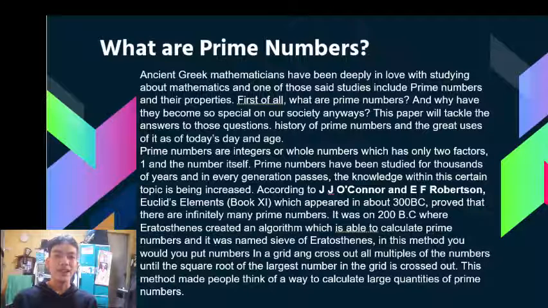So after that, in 200 BC, there was a guy named Eratosthenes. He came up with an algorithm for finding prime numbers. He called it the sieve of Eratosthenes. You will get like a board, but it's not like a board. It's a table. You will put numbers in it, and you will cross some stuff, which will be explained later.